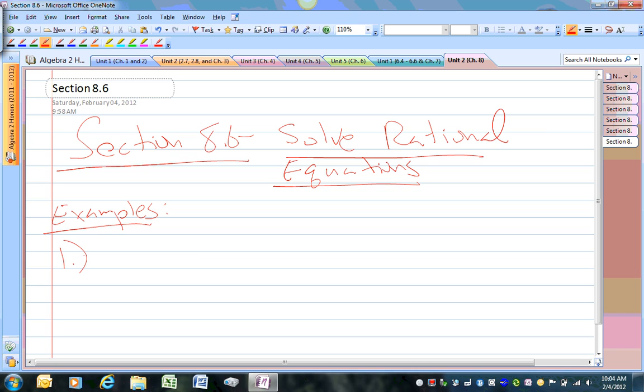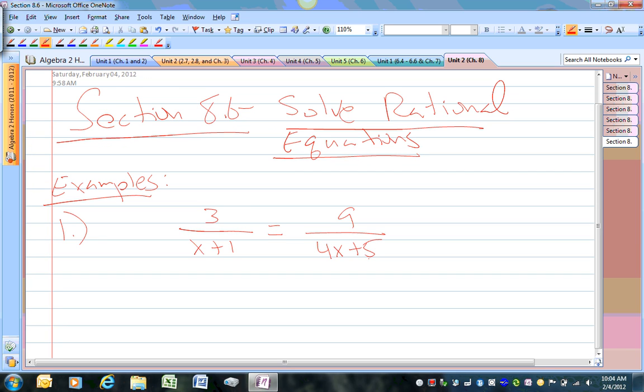But let's start with example number 1. Let's say you had the following: 3 over x plus 1 equals 9 over 4x plus 5. So this is called a rational equation because we have two rational expressions on each side.